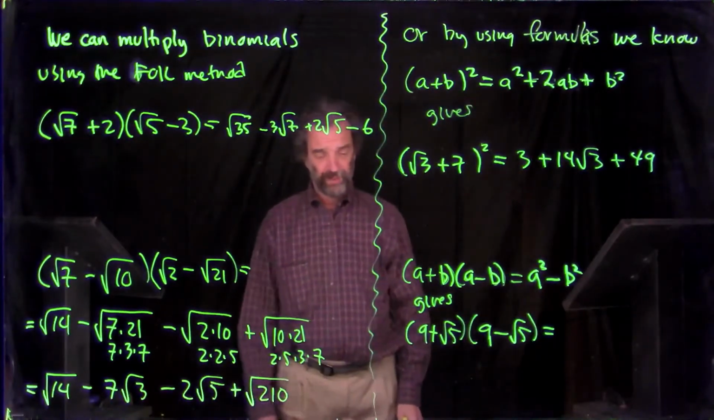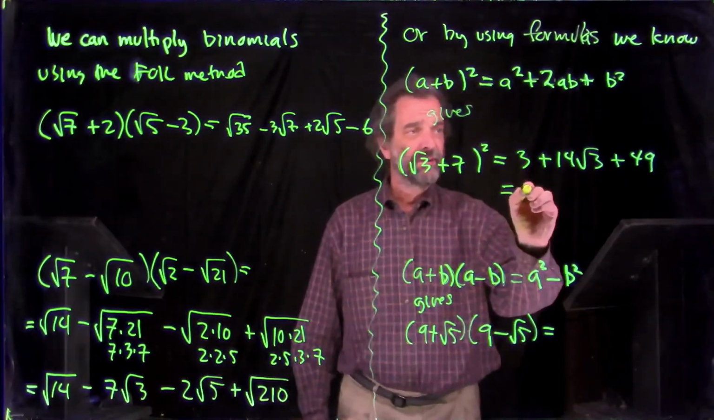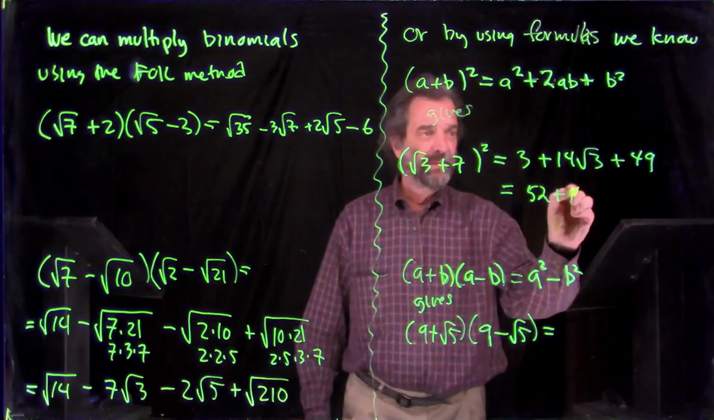Okay. Oh, we're not done, okay. And then we're going to combine things that we can. So that's 52 plus 14 root 3.